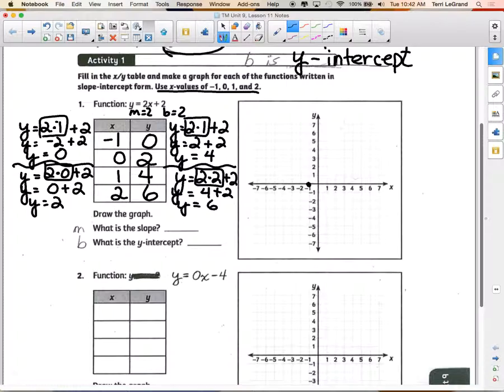0, 2. That would be right here. 1, 4. That would be right here. And 2, 6. Over 2 up to 6. Take your ruler and draw a nice line going all the way through the graph.